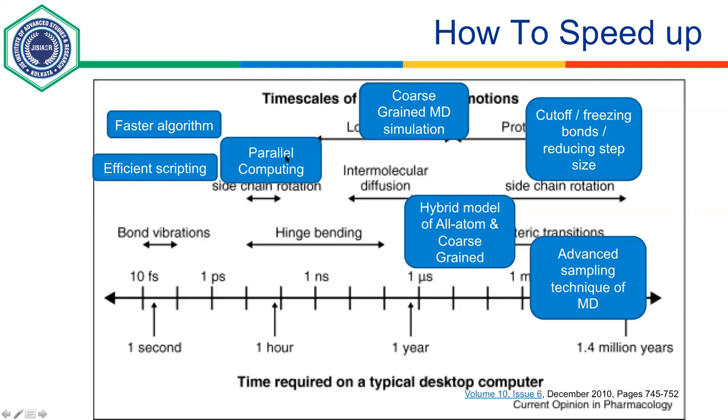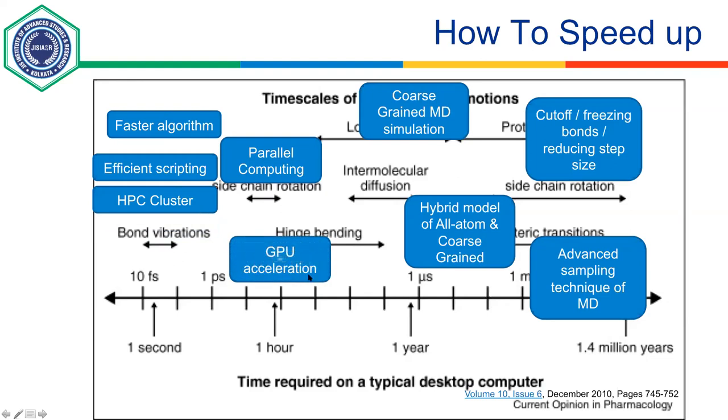We can also opt for parallel computing, a high performance computing cluster. GPU acceleration is another important part to speed it up. Again, we can redesign computer chips so that we can get faster simulation.